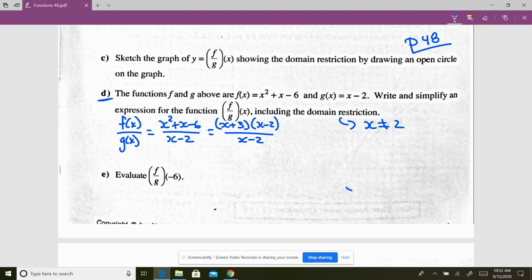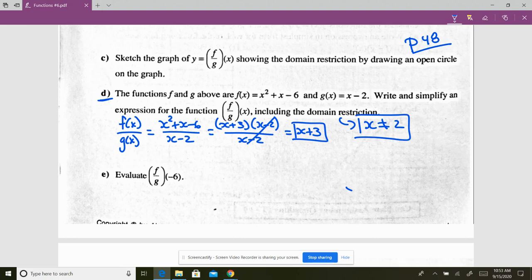Does anything cancel? The x minus 2's cancel. And you're left with x plus 3 with your domain restriction of x cannot equal 2. That is your answer. Later on in this course, we'll learn that that has implications on the graph. It's actually the part that cancels, the x minus 2's. You have an actual hole in the graph at x equals 2, because that point cannot exist. But we'll talk about that later.